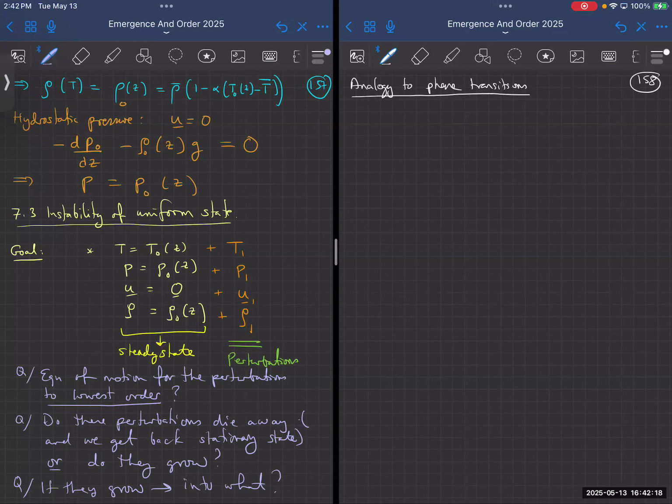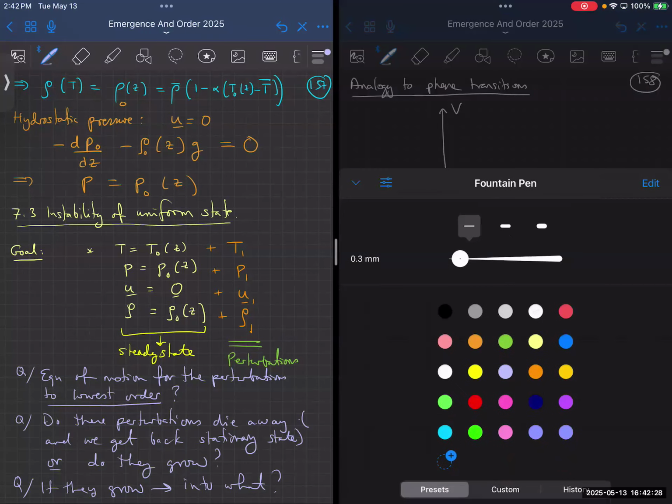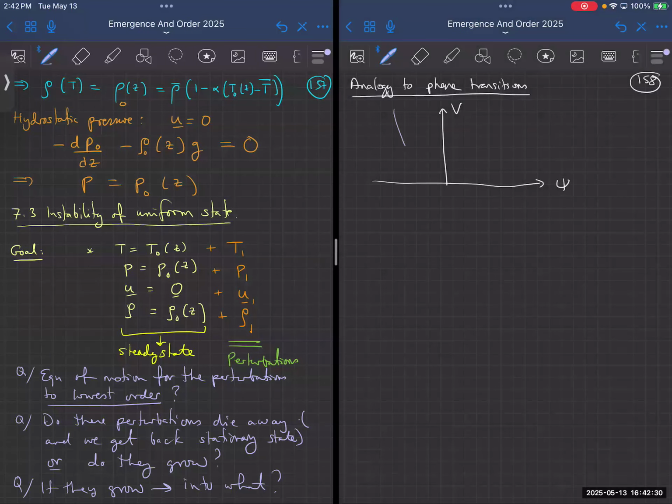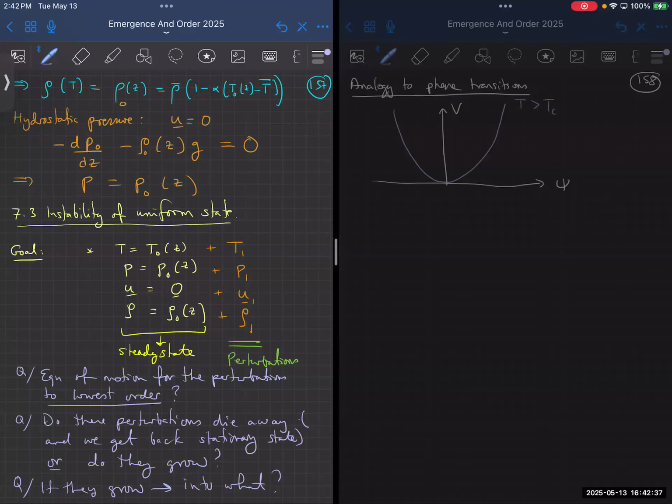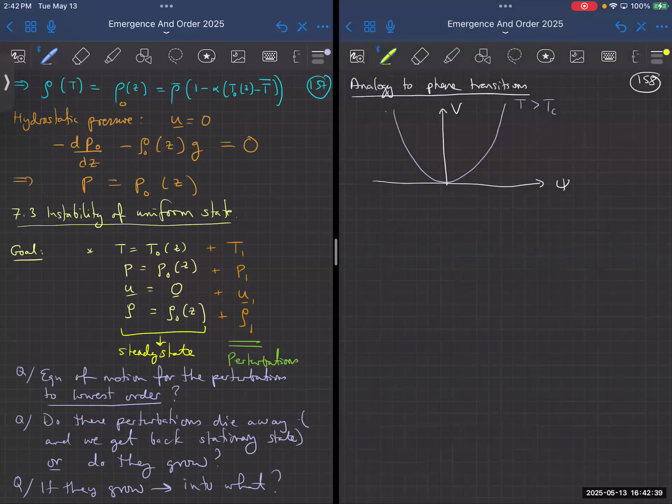So let's suppose that I have a system like a magnet or something like that, where I draw the potential for the order parameter psi, and we know that what that potential looks like is above Tc, the potential for the order parameter looks like this, and then if I go below Tc, the potential looks something like that, and you get spontaneous symmetry breaking.